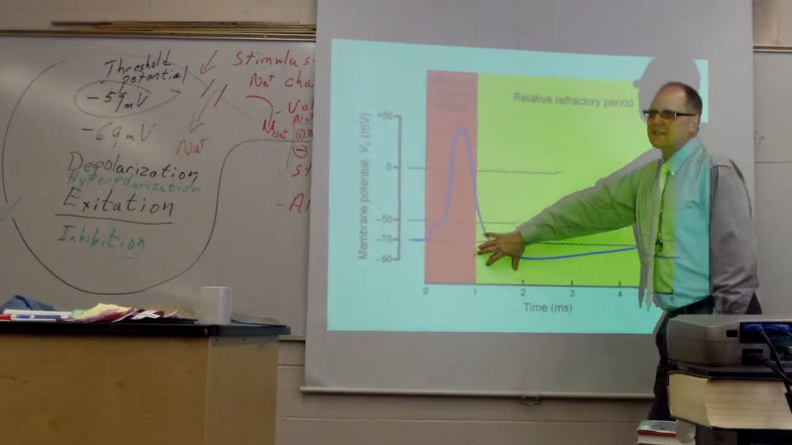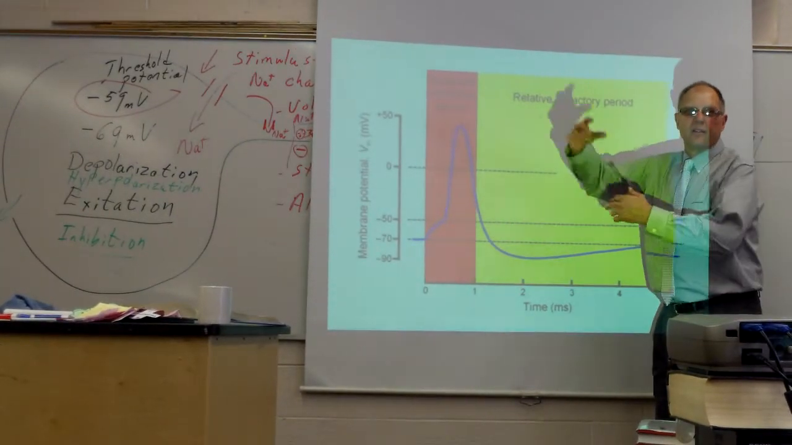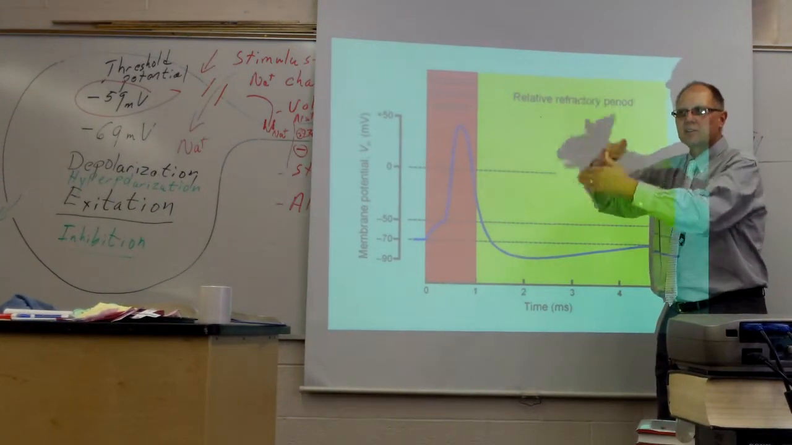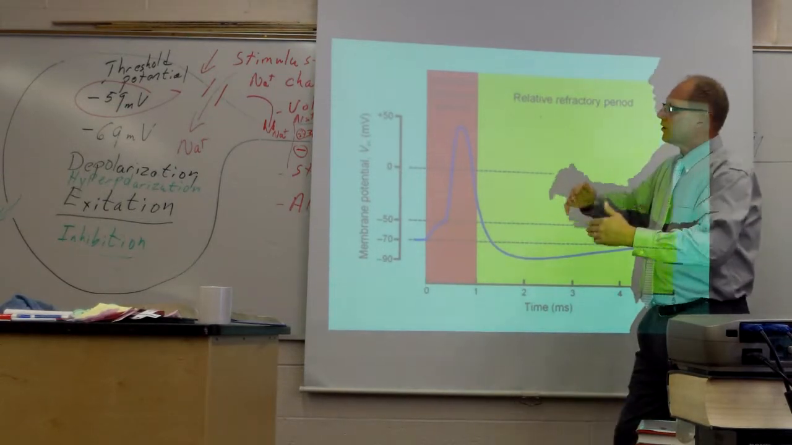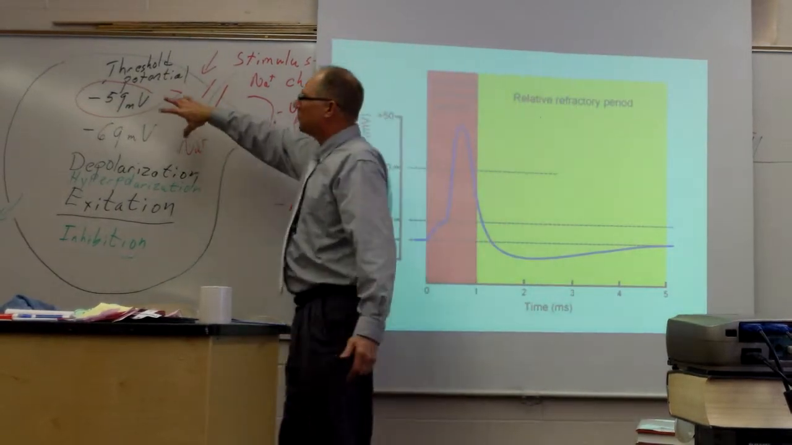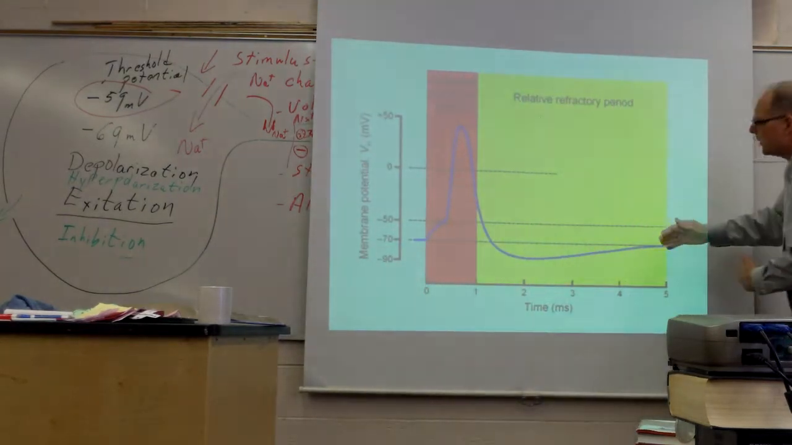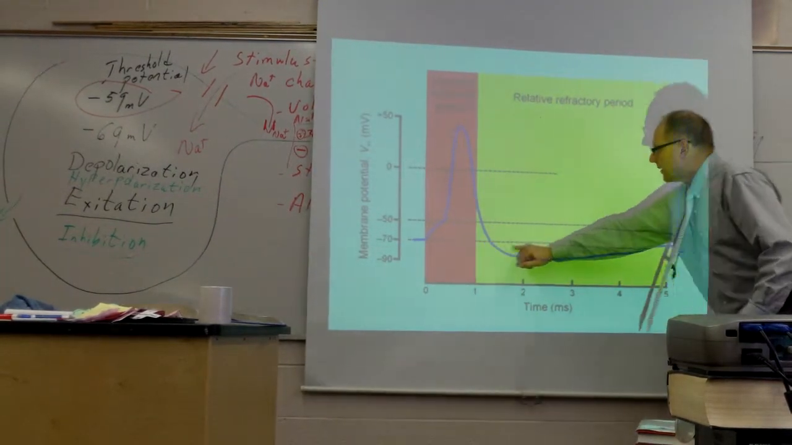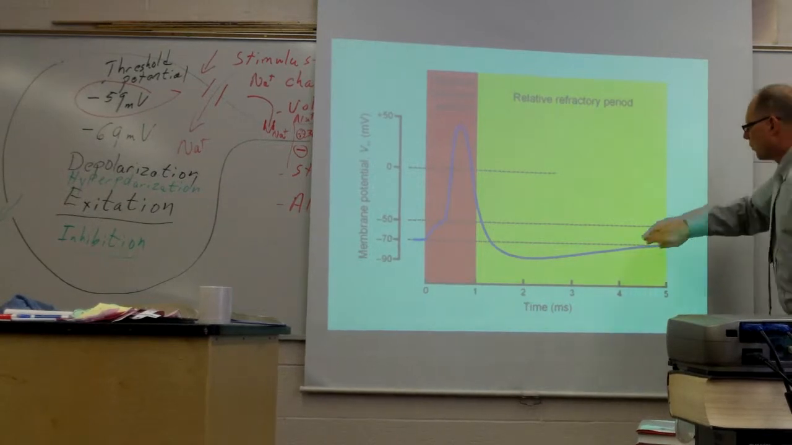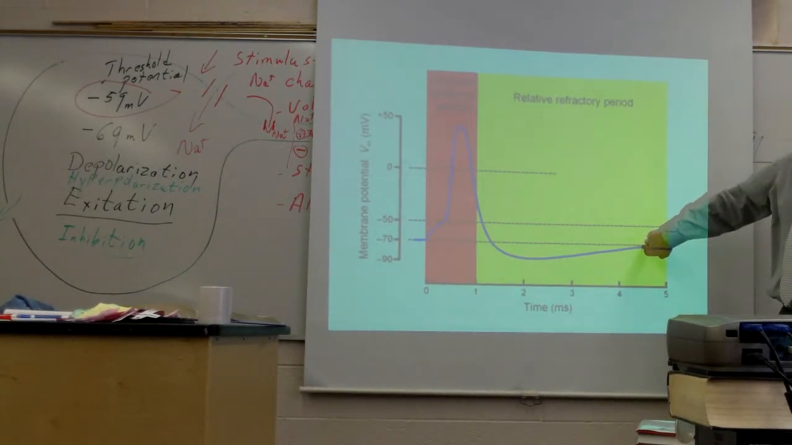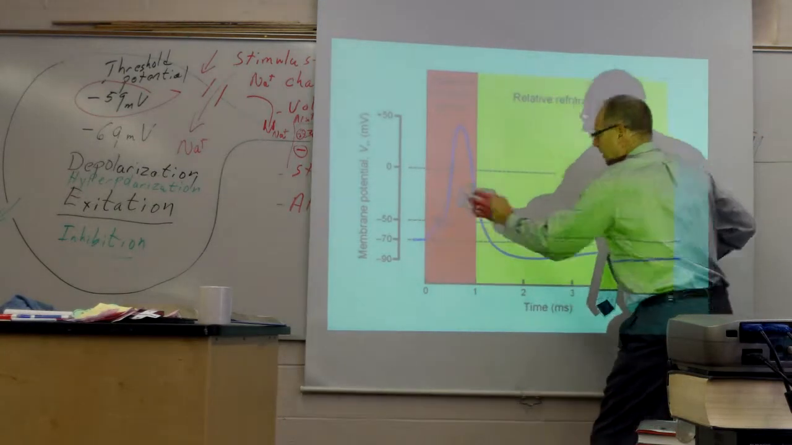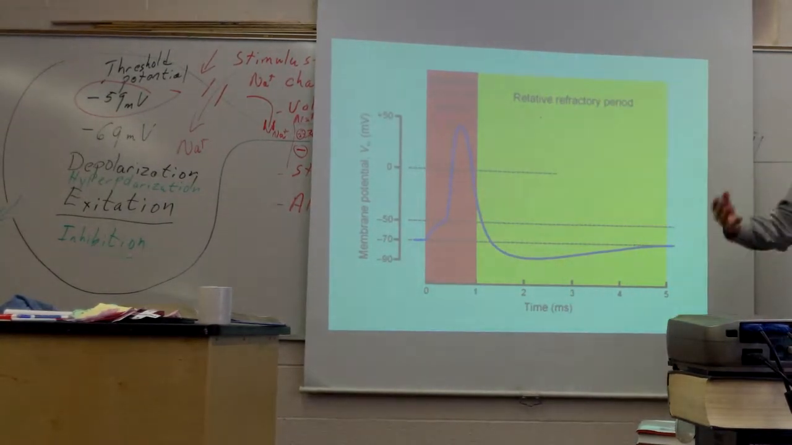But as the ions start to resort themselves out again, we start to restore our resting membrane potential of -70. Once we get it all the way back to -70, we can fire that neuron again. Okay, so there's the two extremes. Over here, we can't fire at all. Over here, it can fire normally.